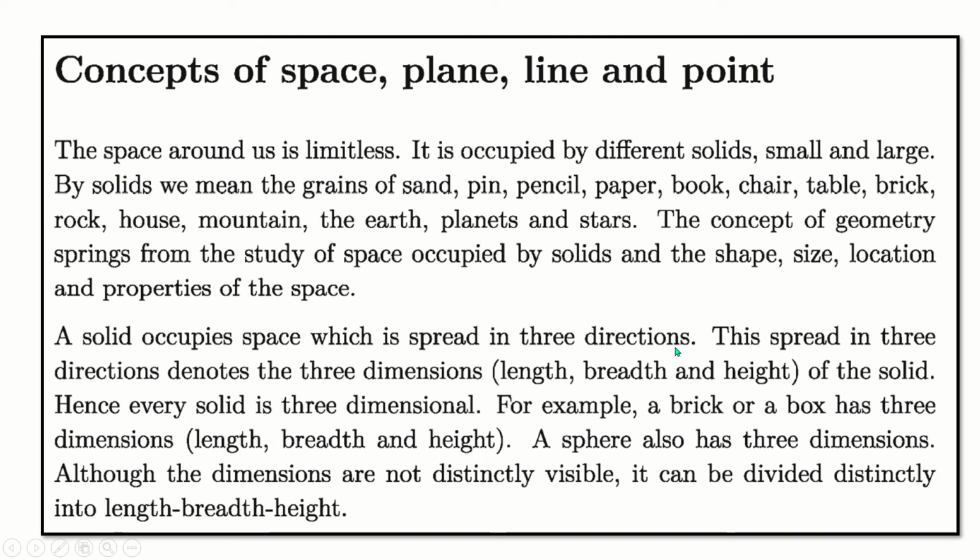A solid occupies space which is spread in three directions. That means it has dimensions. This spread in three directions denotes the three dimensions, that is, length, breadth and height. For example, a brick or a book has length, breadth and height. Clear? A sphere also has three dimensions. Although the dimensions are not distinctly visible, it can be divided distinctly into length, breadth and height.